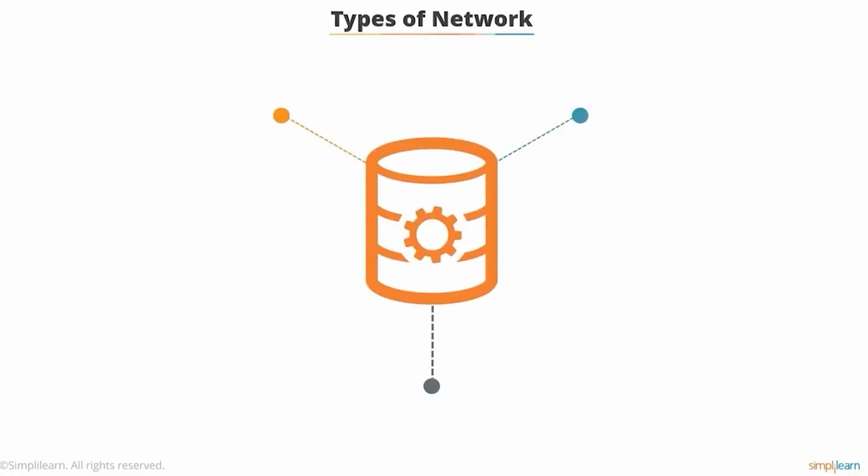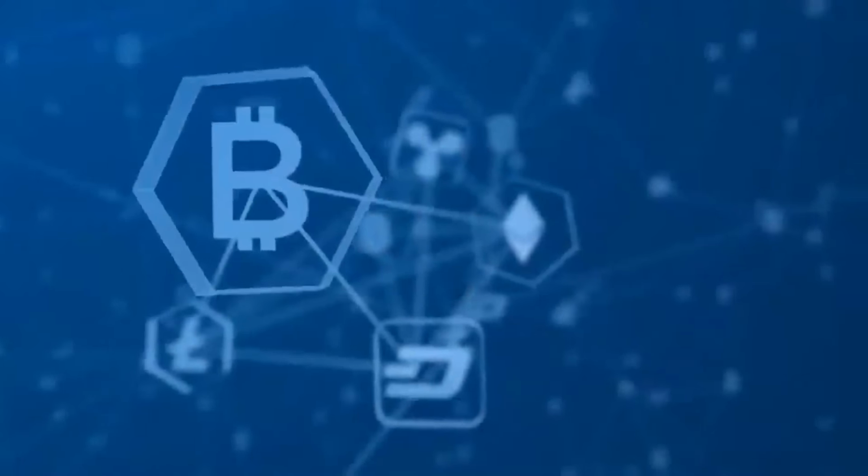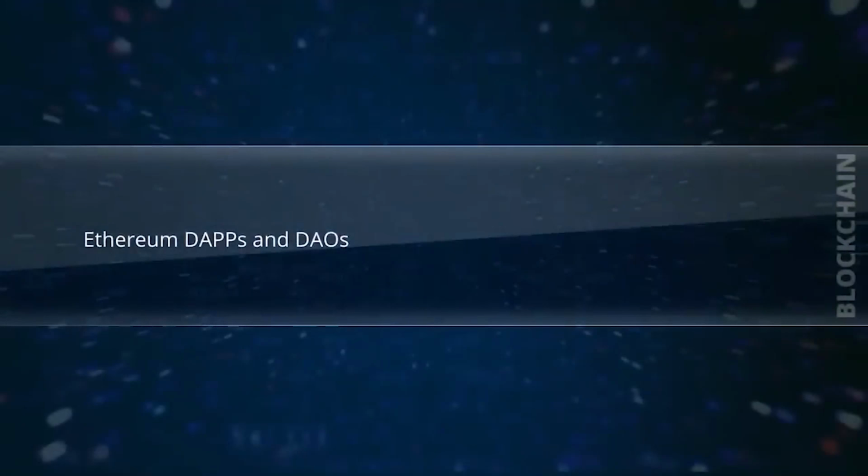Types of network. There are three main types of networks: the testnet, the mainnet, and the private network. Ethereum dApps and DAOs.